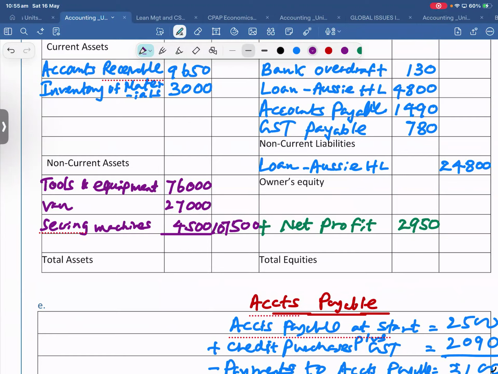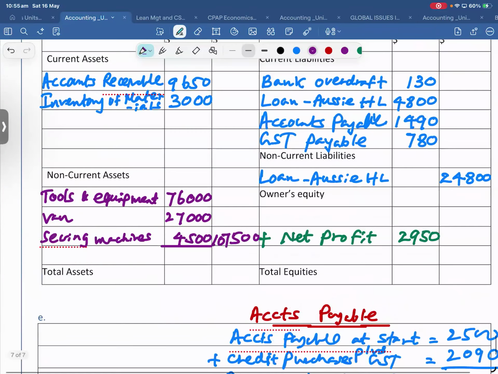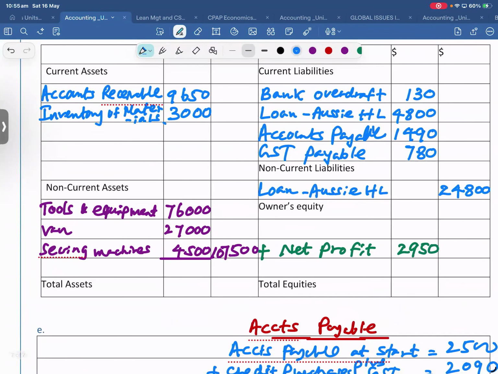Okay. Then is that all for the current assets? Yes. So you can add them together as well. 12,650. So let's add the total assets, current and non-current. I'm getting 120,150.